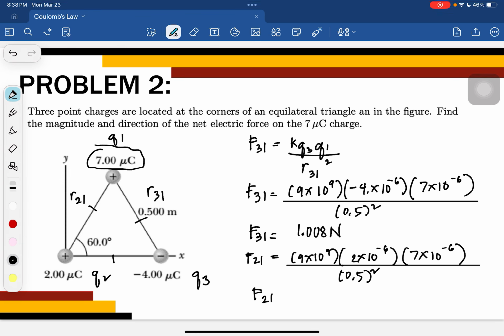So let's compute that. That's 9 to the 9 times 2 to the negative 6 times 7 to the negative 6, all over 0.5 squared. Let me just get that. I'm getting 0.504 there. The assumption was correct, because this is 2 and that's a 4. So this is 0.504 newtons. We're good with that. We'll be using another sheet.